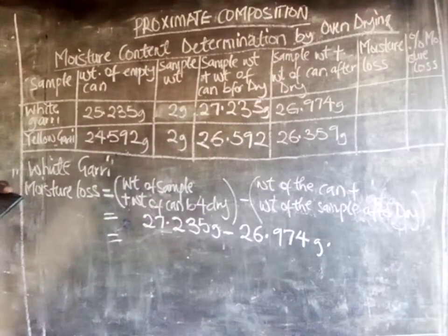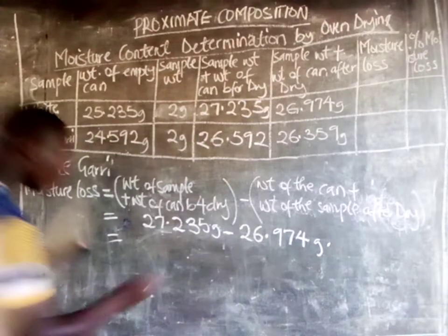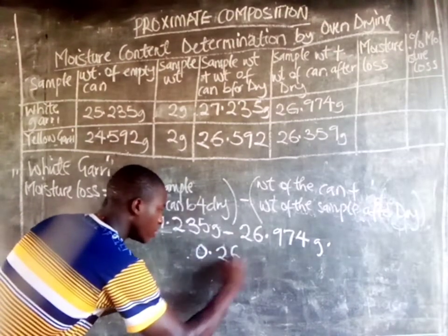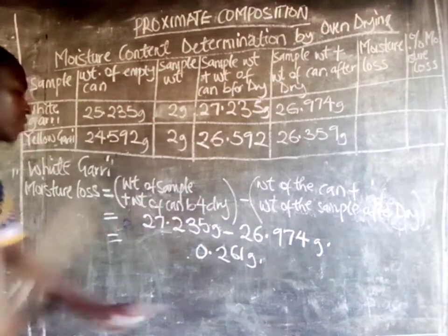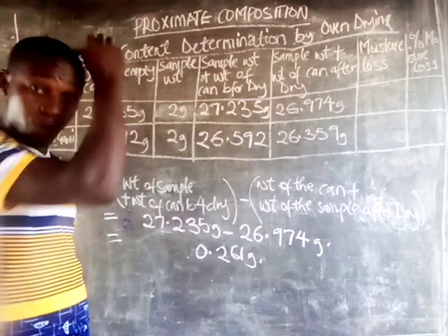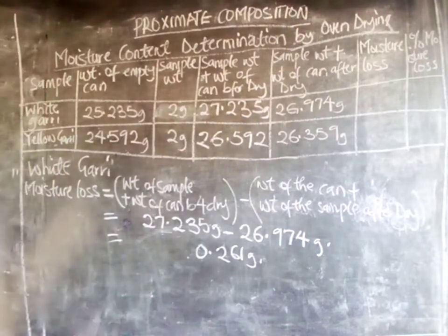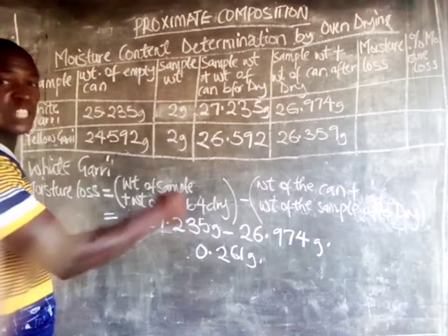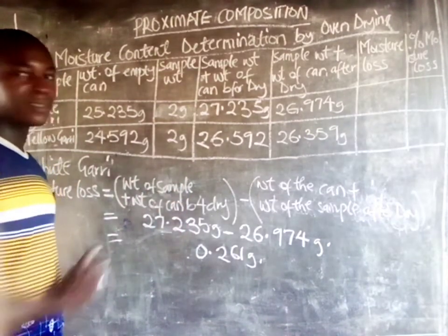Now we have 27.235 minus 26.974, and that will give us 0.261 gram. So now this is the amount of moisture that was lost in this food sample. And so this is the moisture content in this food sample. As simple as that.